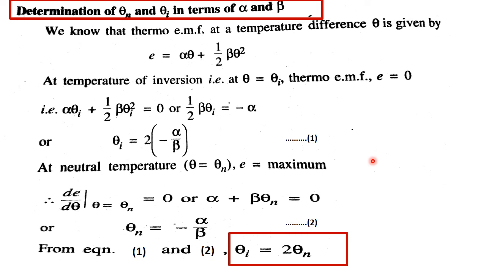I hope it is now clear how this effect produces electric current by maintaining the temperature difference across two junctions, and the calculations of various terms like thermo EMF, temperature of inversion and neutral temperature. These are all important because numerical problems are generally asked on this, to calculate the value of inversion temperature if neutral temperature is given, and to calculate the value of EMF when the neutral temperature or temperature of inversion is given. So I hope this is all understandable now, and this was all for the day.